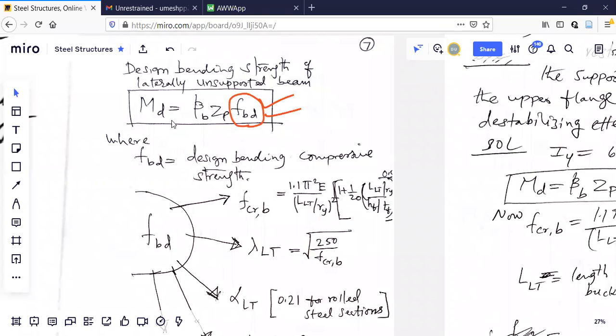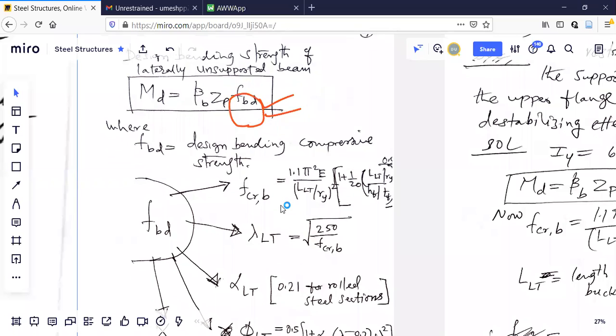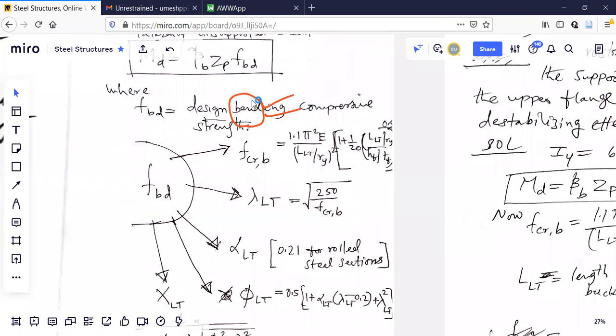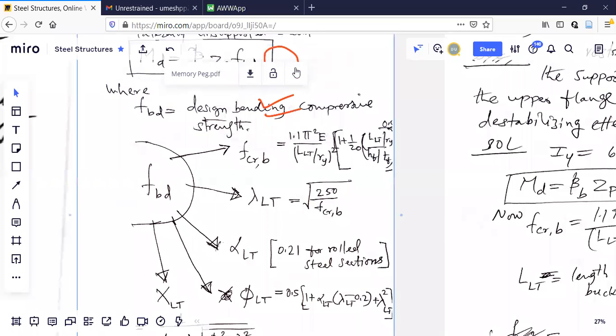Okay. So MD is nothing but moment of resistance of laterally unrestrained or unsupported beam. MD is that. It is also moment of resistance. So coming to this one here, how to understand this, we can see that one.